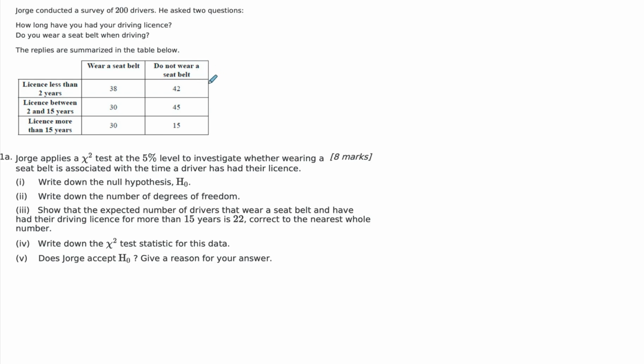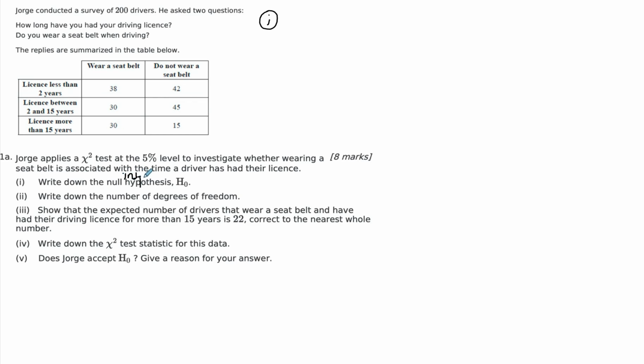So we have the survey where Jorge asked 200 drivers how long they've had the license and if they wear a seatbelt or not. And we have this two-way table. And then he applies a chi-square test at 5% significance level. And the first question is to write the null hypothesis. So usually the beginning of chi-square, try not to mess them up, but they're quite easy to answer. So the null hypothesis is always about the independence.